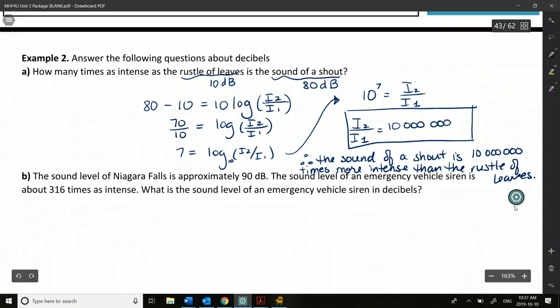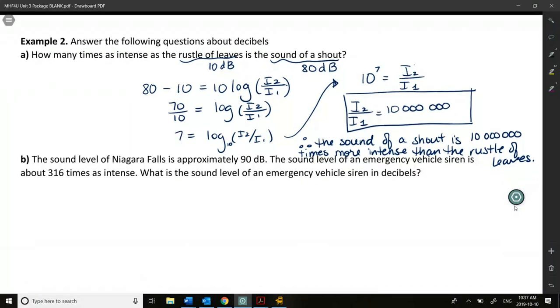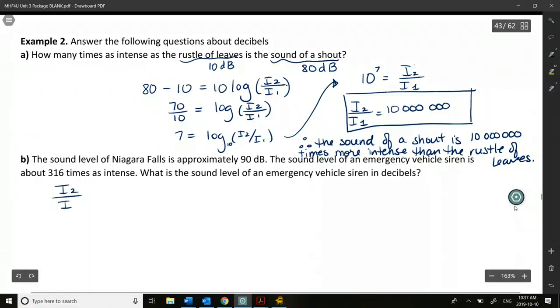Okay. The other thing that you might be given is one decibel sound level and then the ratio of the intensities. So in part B here, we're given the sound level of Niagara Falls, which is 90 decibels. And then the sound level of an emergency vehicle siren is about 316 times as intense as the sound level of Niagara Falls. What is the sound level of an emergency vehicle siren in decibels?